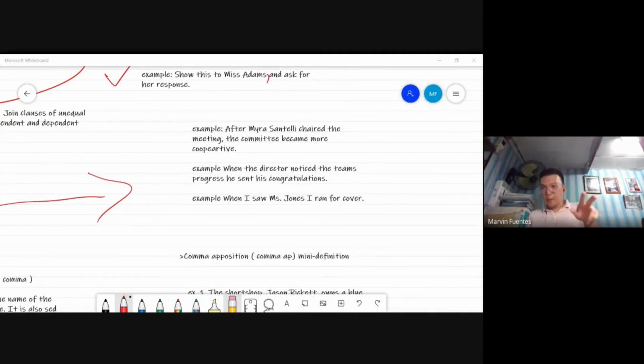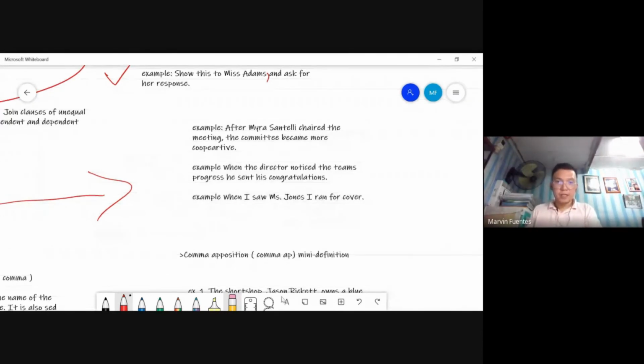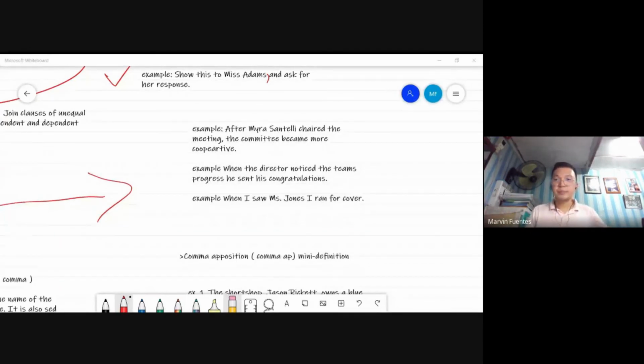Hindi. Lagyan mo ng after sa umpisa. Sophie, lagyan mo ng after dun sa umpisa. Yan. Ngayon, after nyo lagyan ng after, then put a period, then remove the succeeding or the next independent clause, basahin nyo nga kung complete siya.